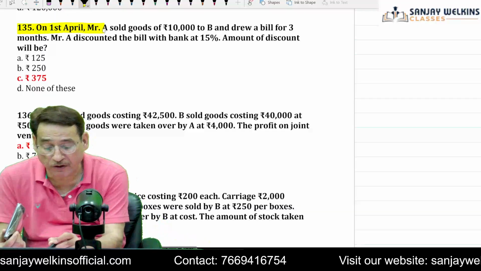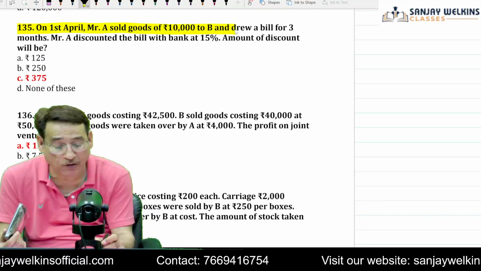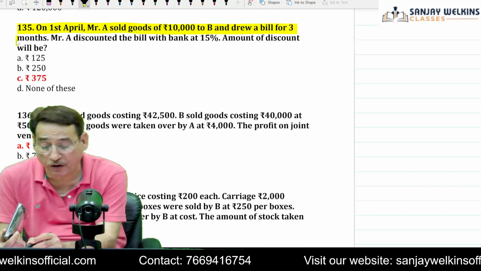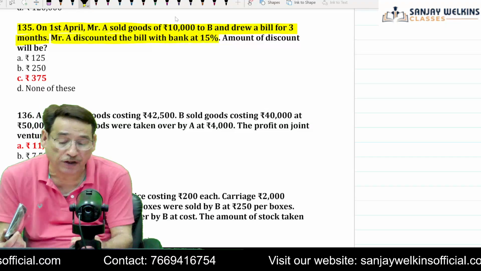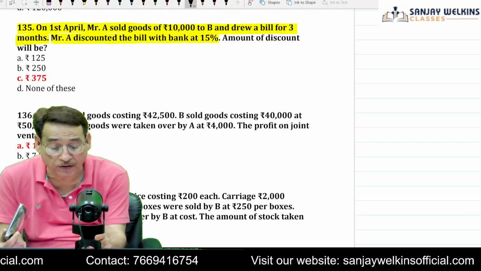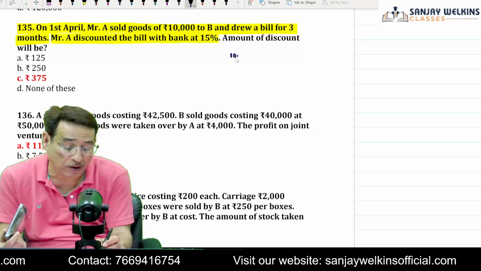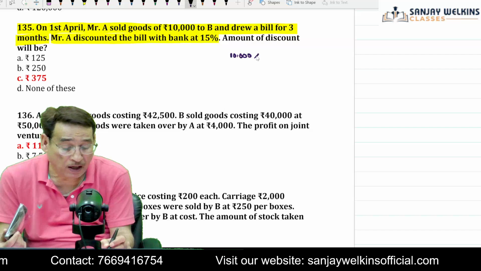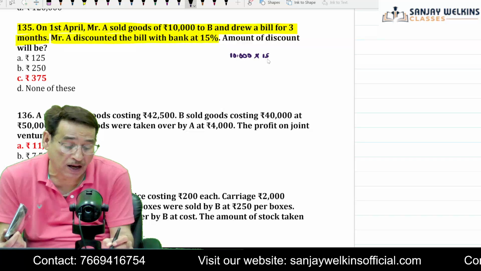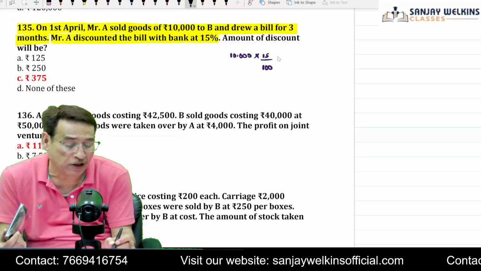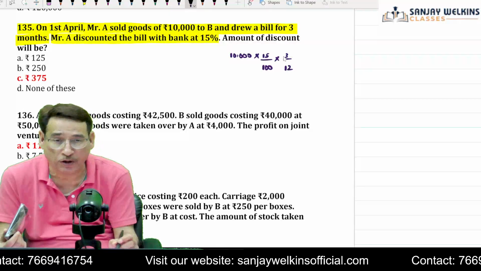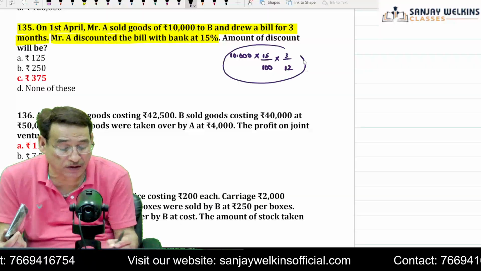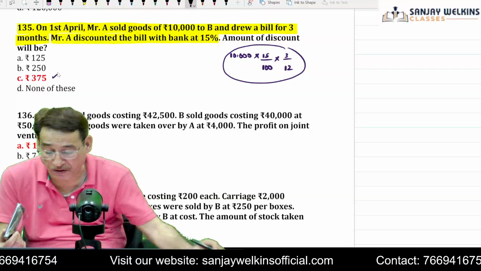135. On 1st of April, Mr. A sold goods 10,000 to B and drew a bill for 3 months. And Mr. A discounted the bill with the bank at 15%. What will be the amount of the discount? So 10,000 is the amount of the bill. And we discounted it at the rate of 15%, and it will be presumed that we are discounting it 3 months prior to the maturity date. Correct? So whatever discount which we will get, that will be your answer.